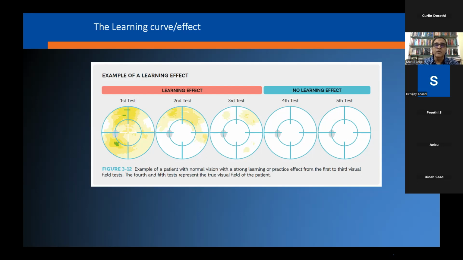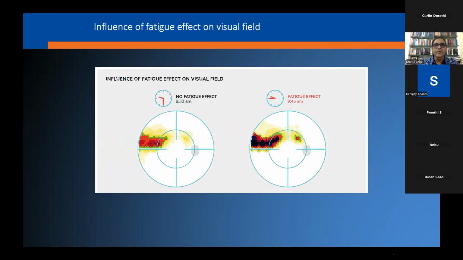Don't be in a hurry to operate on the patient and start treatment until you really get a clear picture of what is going on. Fatigue is also very important. If you're going to do a test which is going to take 10 or 15 minutes, obviously anybody would get fatigued, and the fatigue will start affecting the thresholds and the visibility of the stimuli.